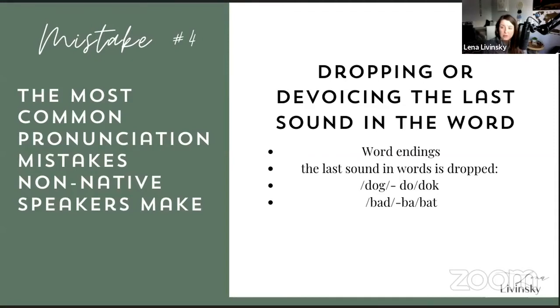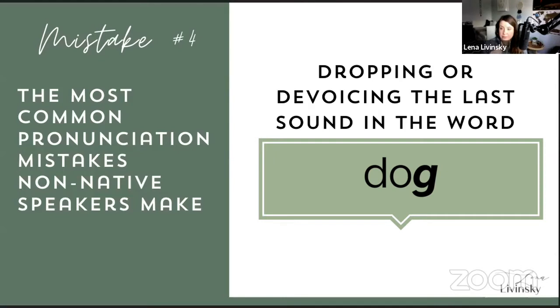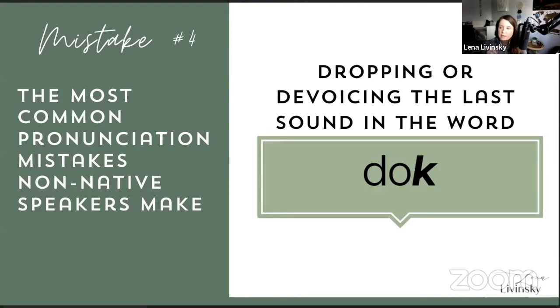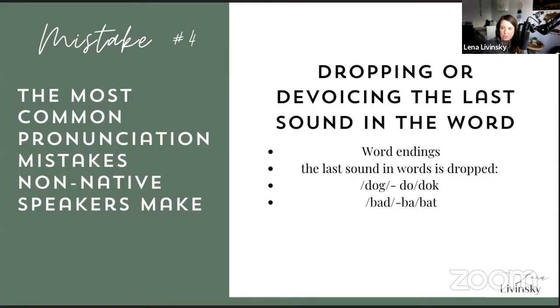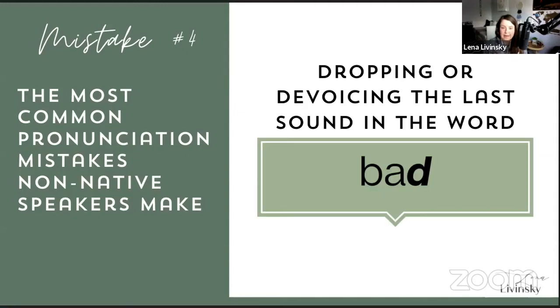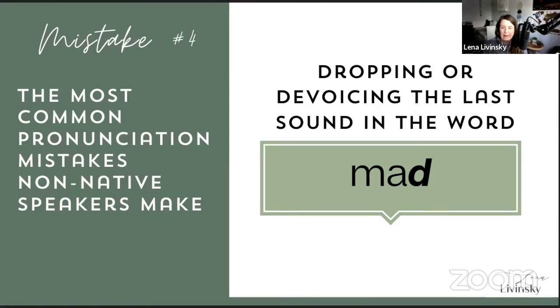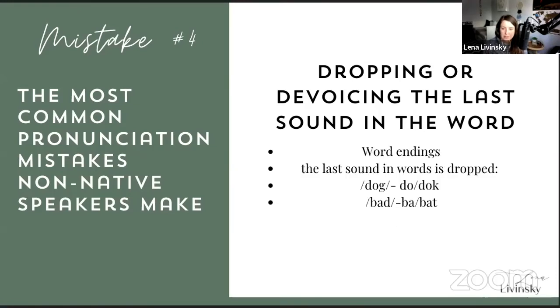Besides dropping the last sound, you can also devoice, meaning instead of pronouncing the last sound as a voiced sound where your vocal folds vibrate, right? So instead of saying dog, which is a voiced sound, G is a voiced sound, you say it as dock, which is a sister sound of G, because G and K are pronounced the same way, except for that voicing part. And you are going to devoice that part, meaning changing the phoneme, changing the sound to another sound. So bad becomes bat, mad becomes mat, because you are devoicing that last sound.